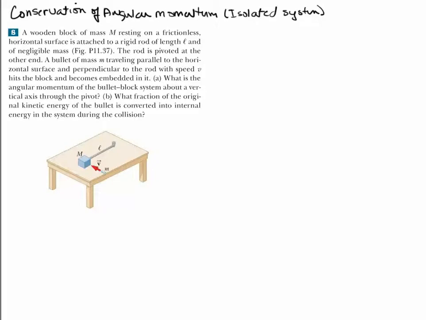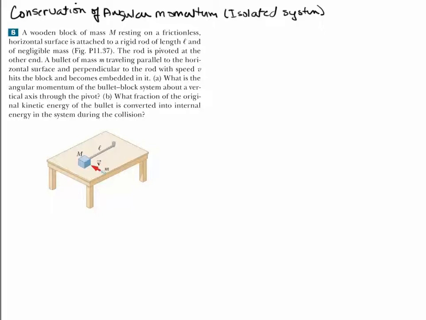Okay, we're going to be looking at a conservation of angular momentum problem for an isolated system. We're given here a block sitting on a frictionless table. It has mass M and is attached to a pivot by a massless rod of length L. A bullet hits the block in a direction perpendicular to the direction of the rod. It has mass small m and velocity v.